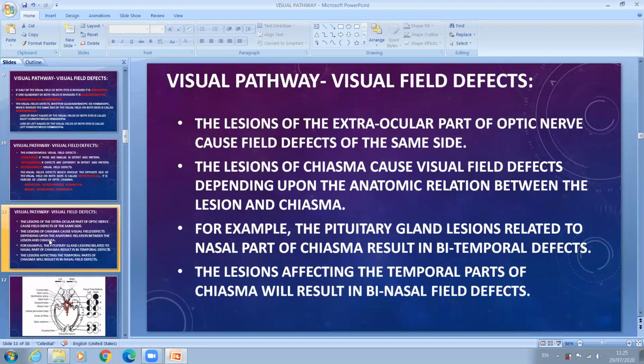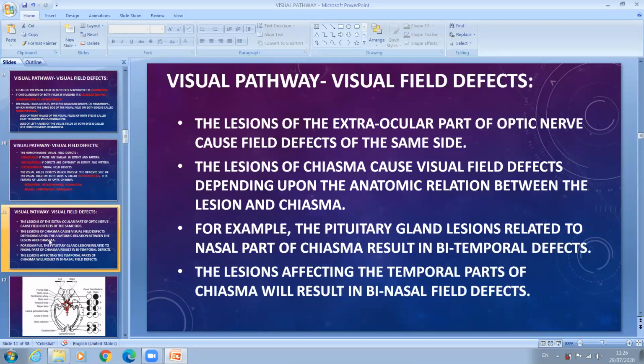That means, if there is a disease of the pituitary gland which is affecting the chiasma, and this is compressing upon the central part of the chiasma, this, while we are considering that they will cause a bitemporal heteronymous hemianopia, is caused by the lesions of the optic tract. Actually, what we are considering is the pituitary gland tumors which are affecting the optic chiasma.